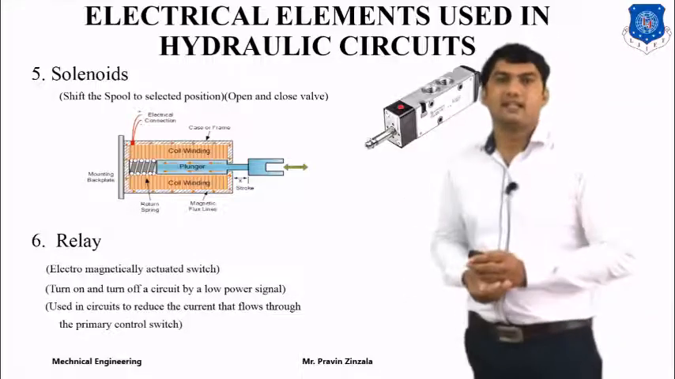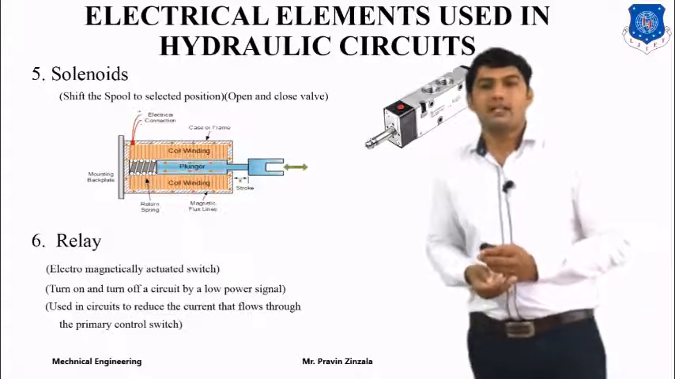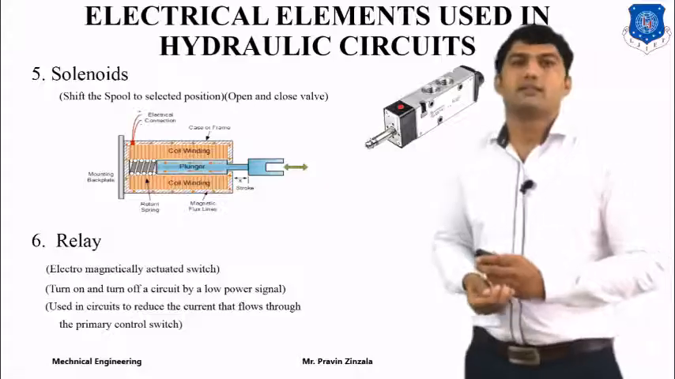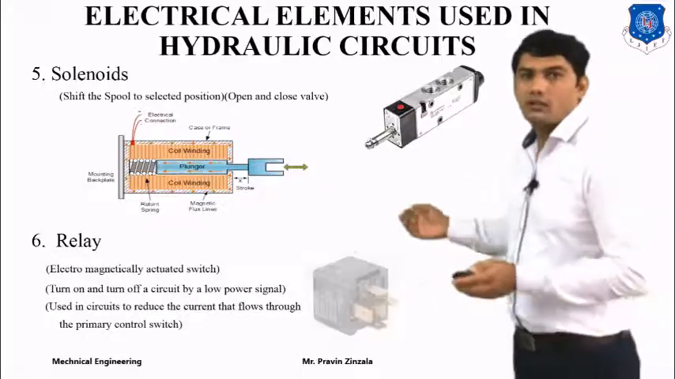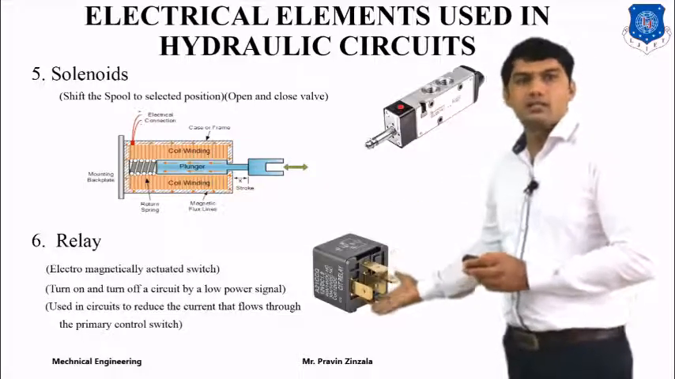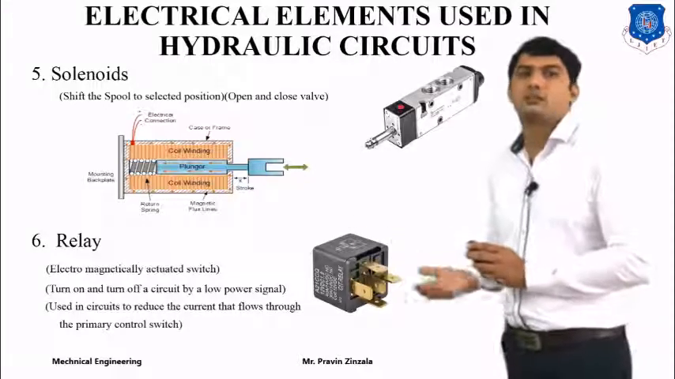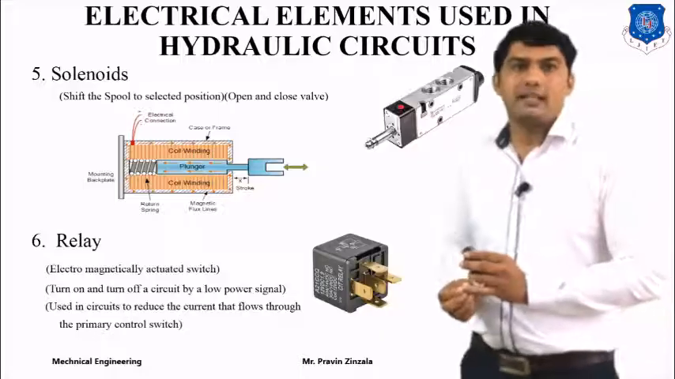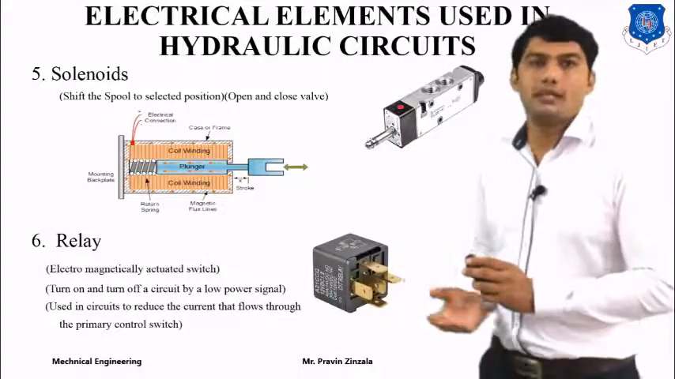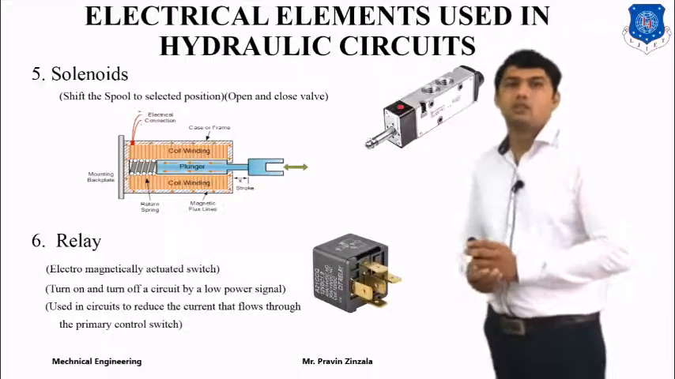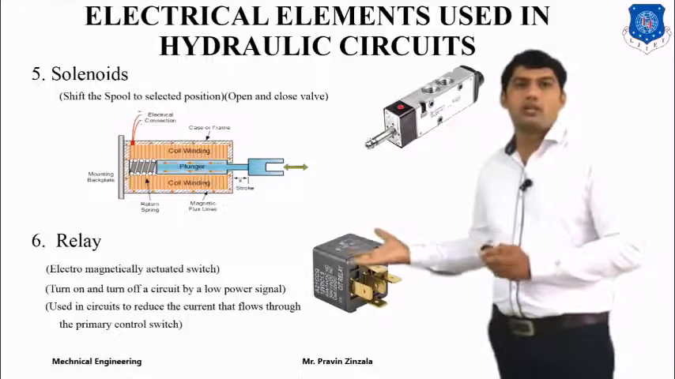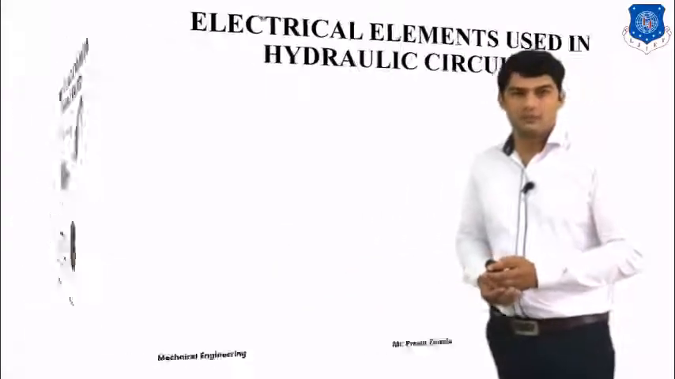The next device is the relay. A relay is one type of electromagnetically actuated switch, and it is also used for safety purposes of the hydraulic system. It is an electronic device used in hydraulic systems, with many applications, and it is also used for actuation of the hydraulic system. So the relay is one of the most important parts of a hydraulic system.